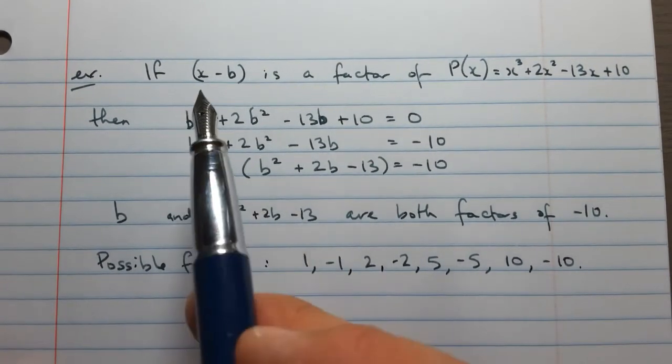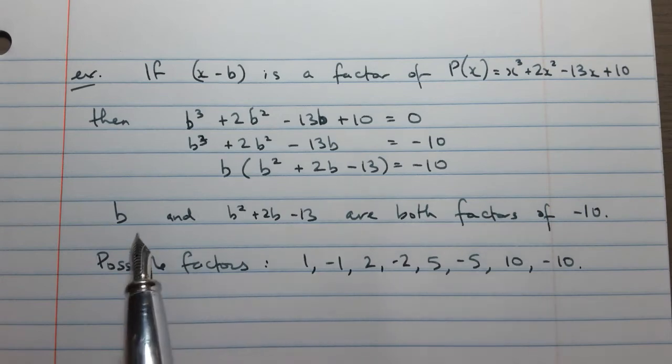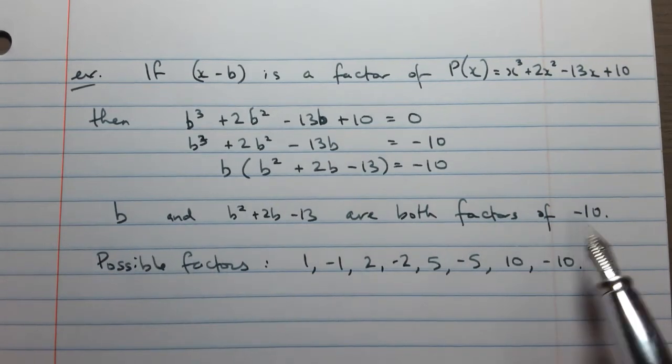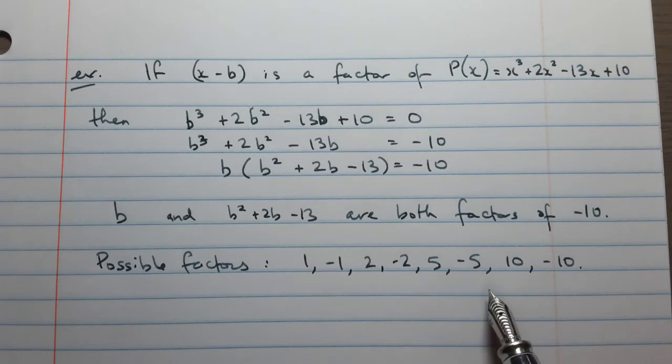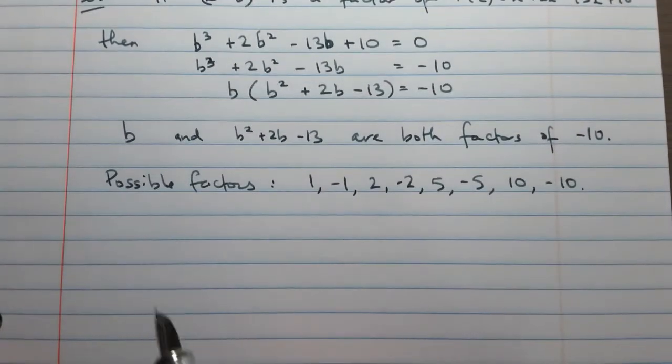So if we have this nice x minus b factor, we're going to get these possibilities for what b could be. So b has to be a factor of negative 10, so it's got to be in this list. I don't need to try all possible numbers, only this list. Now this is a list of 8, which isn't super fun, but it's at least a limited list. It's not an infinite list. So this leads us to a formal theorem. So let's write this down.